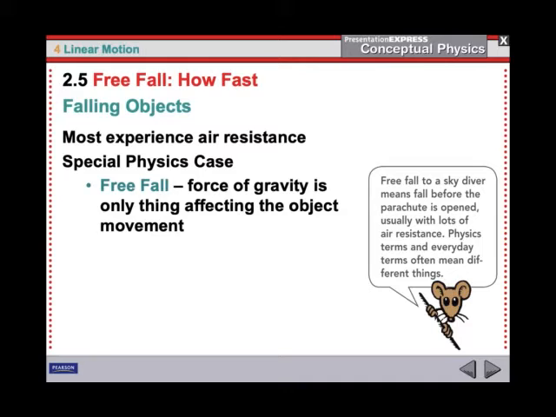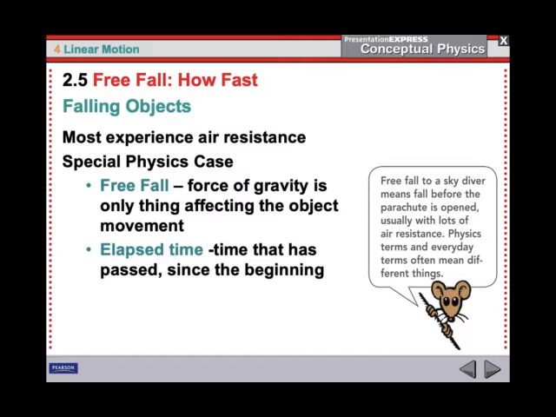An object is in free fall when only the force of gravity is affecting the object's movement. There is no air resistance. Usually things fall freely in a vacuum. Now, I'm not talking about your mom's Hoover, or Dyson. That's not that kind of a vacuum. A vacuum in physics means a space that all air has been taken out of. So if something falls through it, the only thing pulling it toward the center of the earth is gravity.